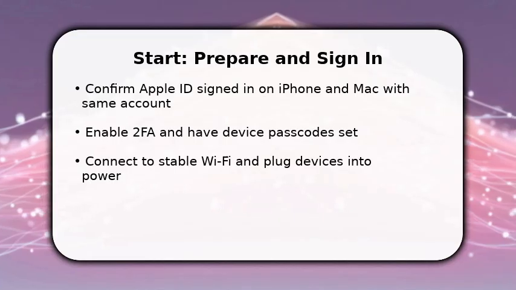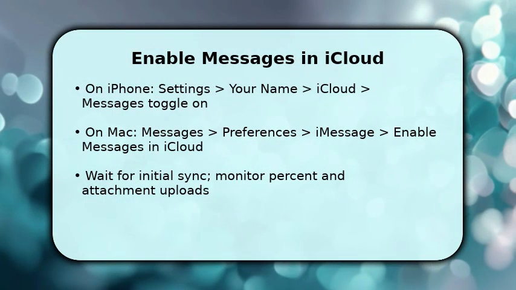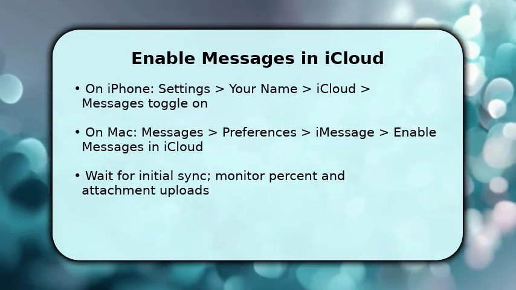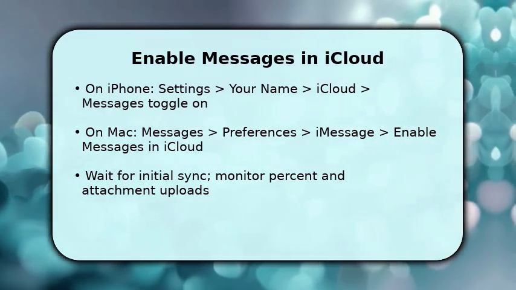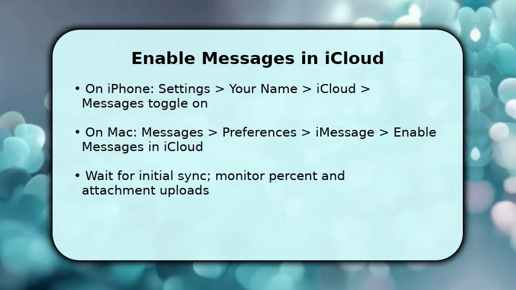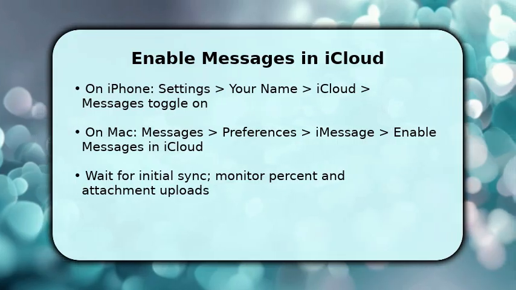On your iPhone, open Settings, tap your name, go to iCloud, and turn on Messages. This instructs Apple to store and sync your message database. On a Mac, open Messages, choose Preferences, go to iMessage, and click Enable Messages in iCloud. Signing in with the same Apple ID links the two.